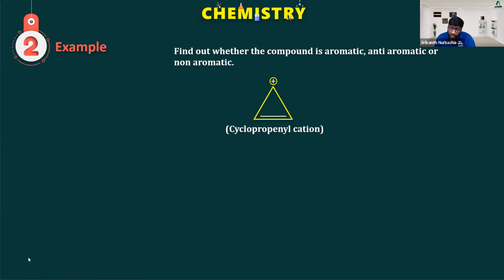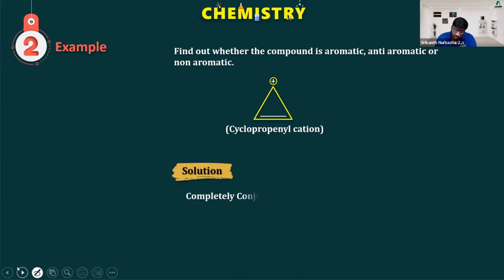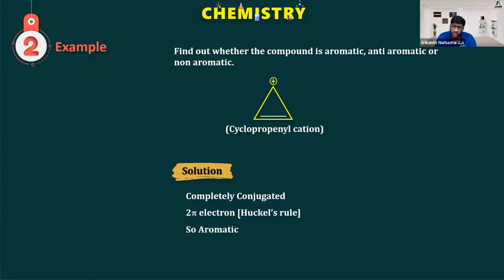What about cyclopropenyl cation? Find out whether the compound is aromatic, anti-aromatic, or non-aromatic. Aromatic, right? Because you have complete conjugation, and 2 pi electrons are available. 4n plus 2 equals 2 when n is equal to 0. So 2 pi electrons, complete conjugation, so the compound should be aromatic in nature.